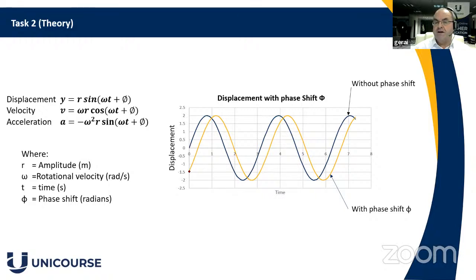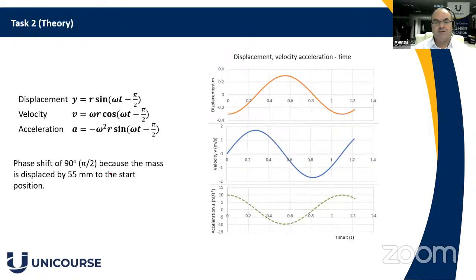The yellow line has some displacement. I haven't said what it is at the moment, but I've applied some phase shift, in radians. And you can see that the start point is different. All it means is that this sine wave has shifted along by that phase difference. So just bear that in mind. R is the amplitude, omega is the rotational or angular velocity, t is the time, and phi is the phase shift, in radians. There's an example in the workbook that you can look at.